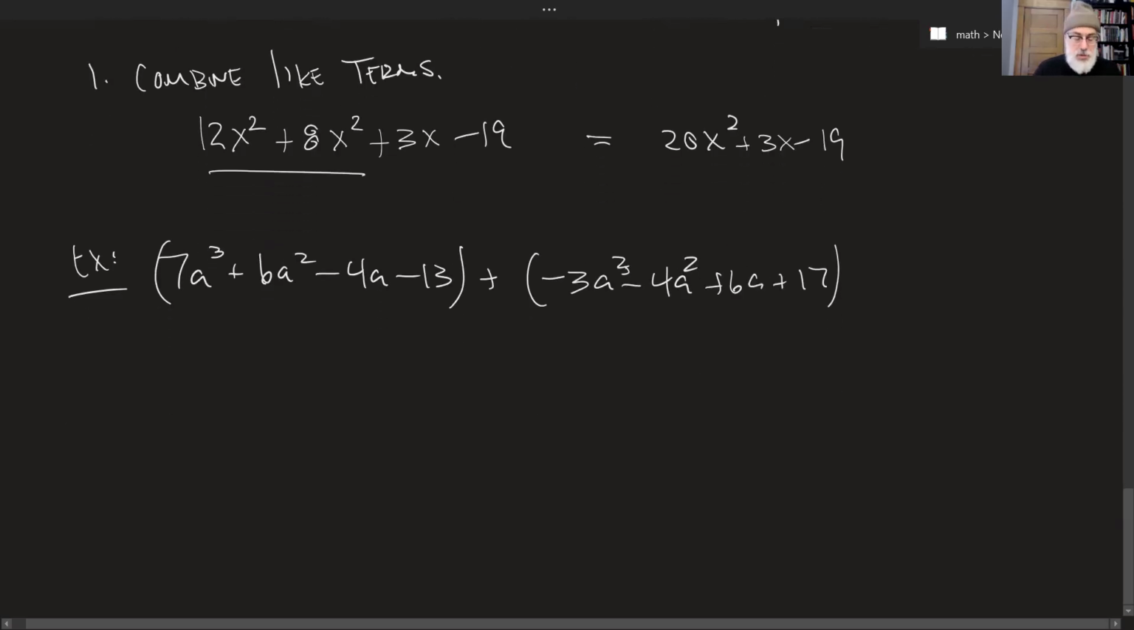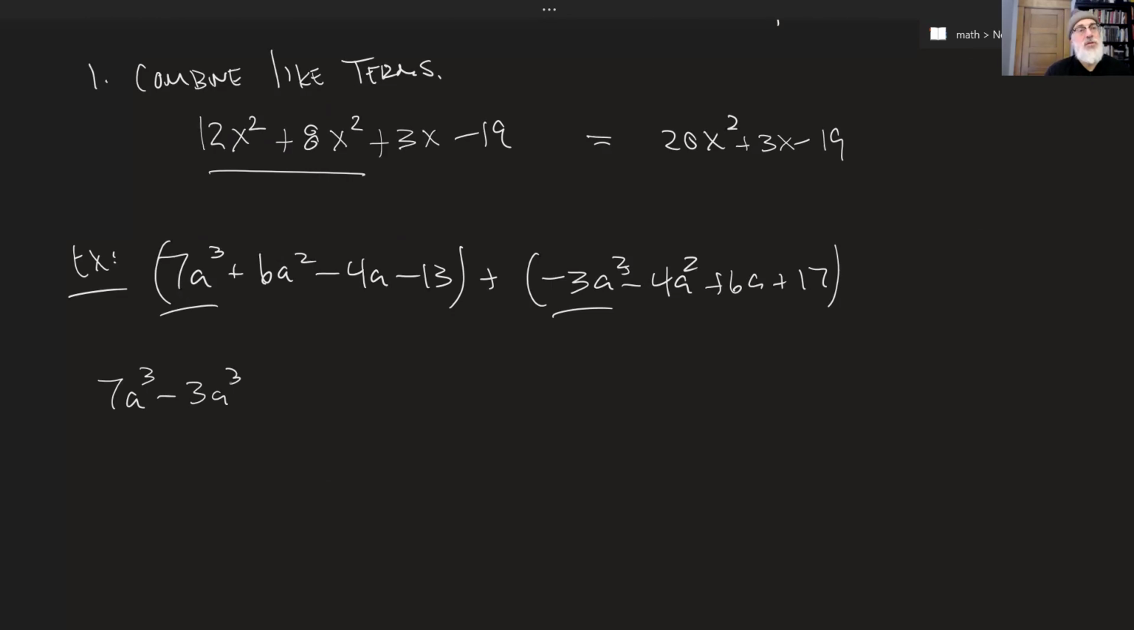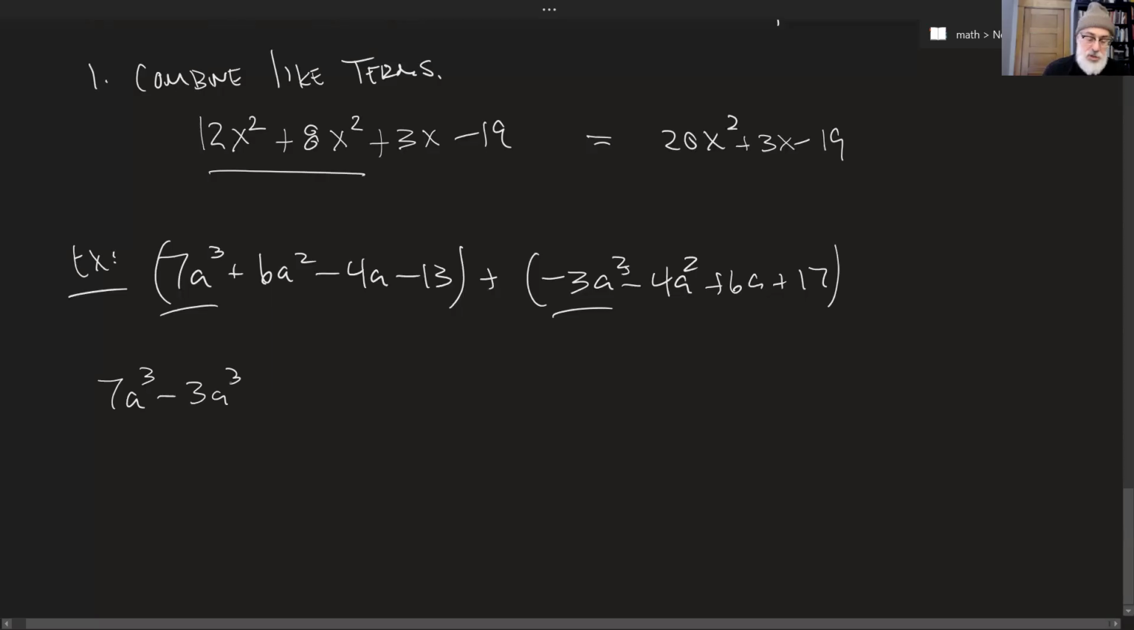So the first thing you want to do, again, is combine like terms. I'm going to underline with one line the things that look alike that have a cube. So I got 7a cubed and 3a to the third. Now I'm going to bring the sign. So if there's a negative sign in front of the 3, I'm bringing that with. If there's a positive, I'm bringing that with. So that's all of the cubes I can see.